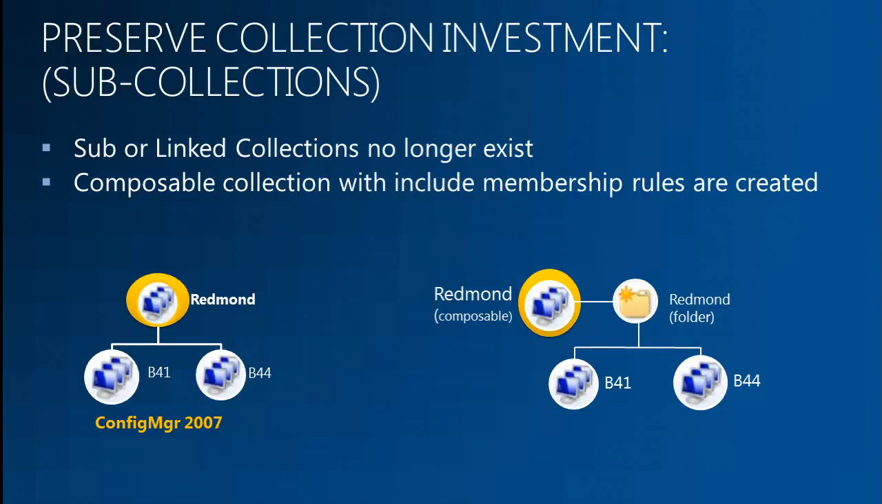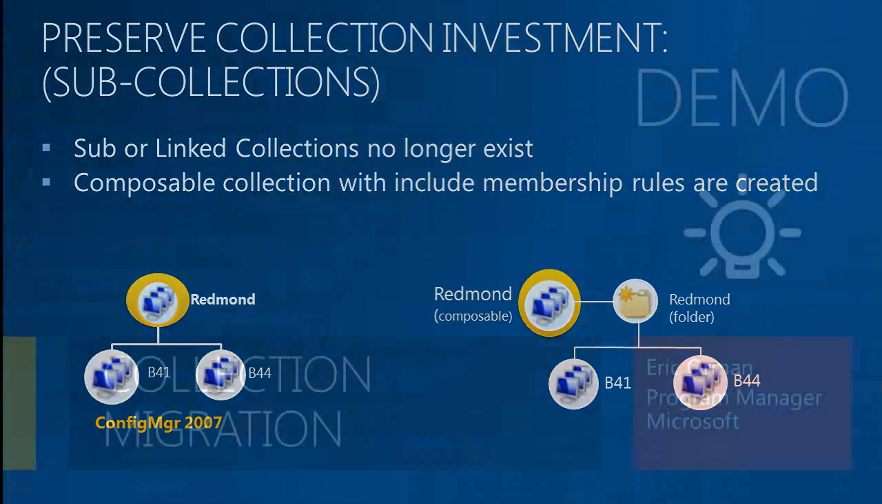When I migrate that over, we'll create three collections. We're going to create, of course, Building 41 and Building 44. We're going to create an organizational folder because that's how you logically group this, and those collections are going to be in it. But we're also going to create a composable collection that has include rules for Building 41 and Building 44, preserving your intent of what you had. So what does that look like? Let's hop over to this demo.